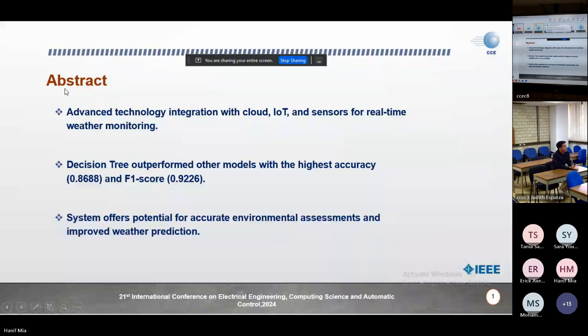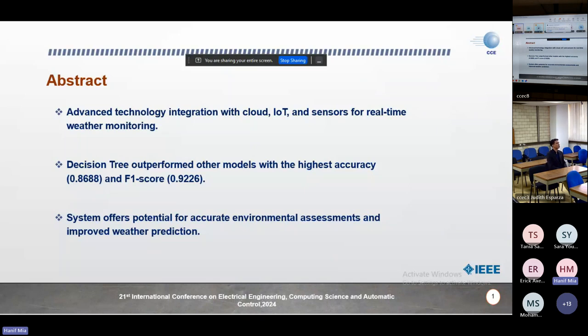Here is our abstract. Our research is advanced technology integration with cloud, IoT and sensors for real-time weather monitoring. This study leverages various classification algorithms: linear regression, decision tree, k-nearest neighbor, support vector machine, and naive Bayes for rainfall prediction, and multiple sensors for real-time weather monitoring. Utilizing a dataset from the Bangladesh Meteorological Department, spanning from 1970 to 2016, the study evaluates the performance of these classification algorithms based on precision, recall, F1 score, and accuracy.